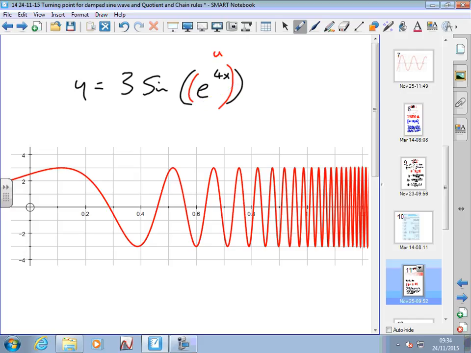So we call the inner function u. If you're trying to work out what y is, the first thing you'd do would be e to the 4x. Then you'd find 3 times the sine of that answer. So the first thing you do, the inner function, is u.